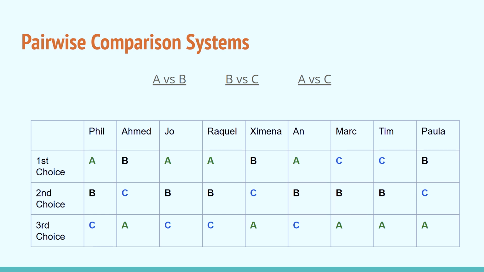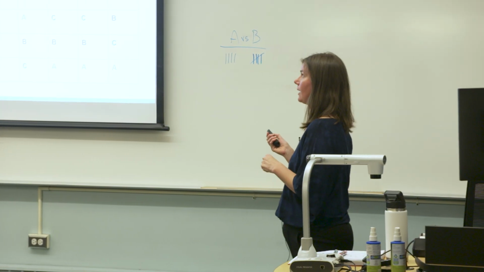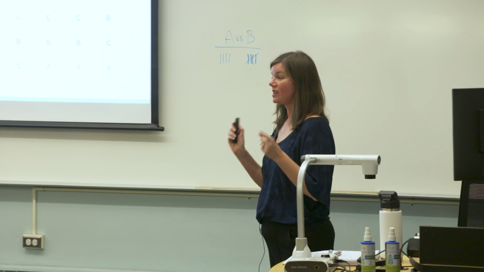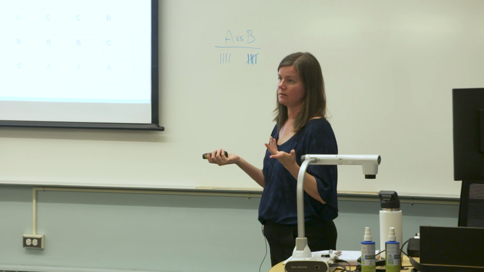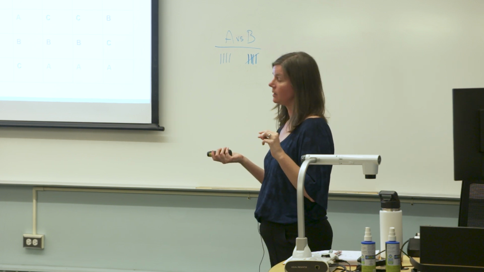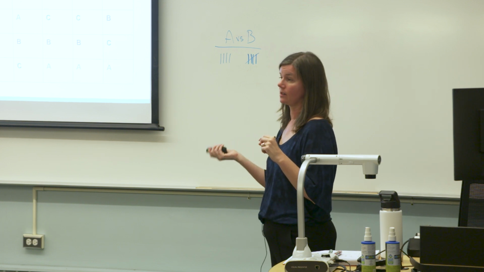We good? Does that look right? Yep. Okay, so there's a bunch of different pairwise comparison systems. The classic one is where you say, if you win a competition, you get a point. If you tie a competition, you get half a point. If you lose, you get 0 points. So in this case, B would get 2 points because B won twice. C would get 1 point because C won once, and A would get 0 points.